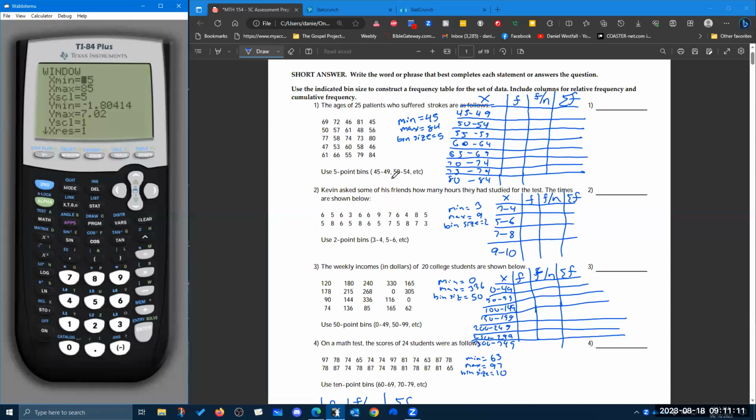And then my class width is going to be the difference between lower limits or the difference between upper limits. So 50 minus 45 is going to be 5, and I put that in for my X scale. We call that our bin size as well. And then I'm going to graph this. Make sure that you have all other functions turned off before you do this, so you don't get any functions over top of this. And I'm going to now trace right here, and I'm just going to follow along.